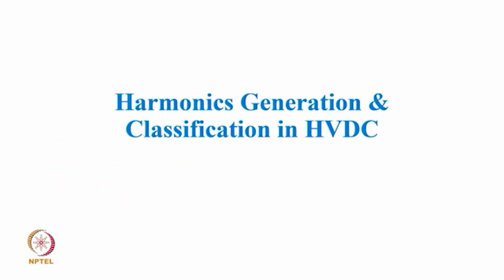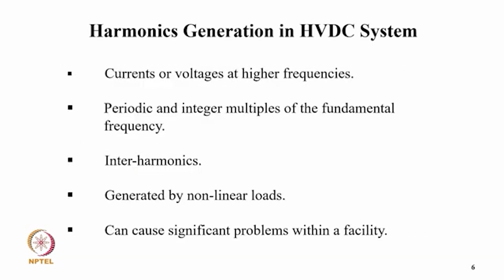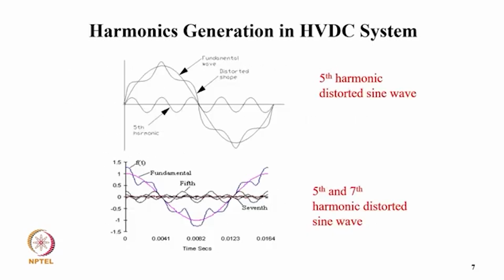Now coming to harmonic generation and classification of HVDC systems. The term harmonics is used to define the sinusoidal component of a repetitive waveform, and these consist of frequencies which are exact multiples, the harmonic orders, of the basic repetition frequency, that is the fundamental. The full set of harmonics forms a Fourier series which completely represents the original waveform. So current or voltage at harmonic frequency is periodic and an integer multiple of the fundamental frequency. Interharmonics are generated by nonlinear loads and can cause significant problems within a facility.